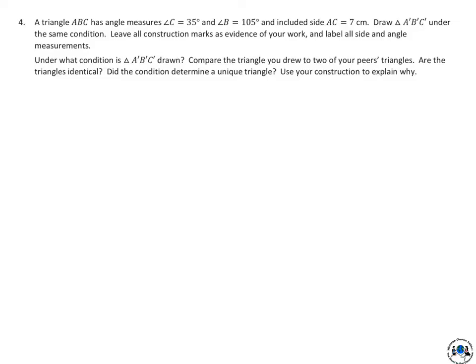All right, so triangle ABC has the measures C equals 35 degrees, B equals 105 degrees, and included side AC equals 7 centimeters. Now I want you to go ahead and draw A prime, B prime, C prime under these same conditions. Again, leave all your construction marks. This is the same. I just want to ask you again, under what conditions were they drawn?